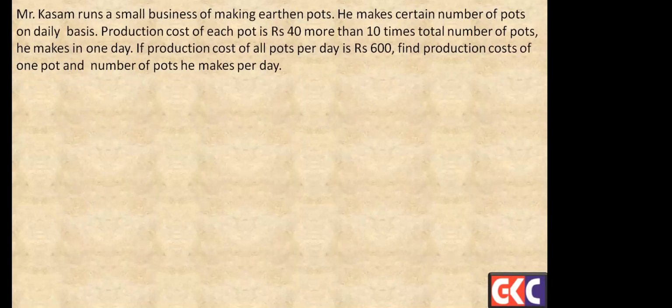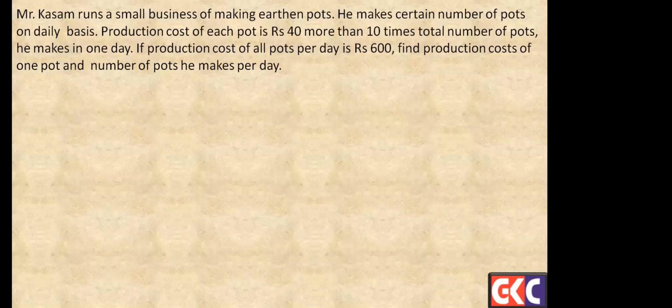A very important information out over there: the production cost of each pot is rupees 40 more than 10 times the total number of pots he makes in a day. Now, if the production cost of all pots per day is rupees 600, find the production cost of one pot and the number of pots he makes per day. Question समझ में आया है?